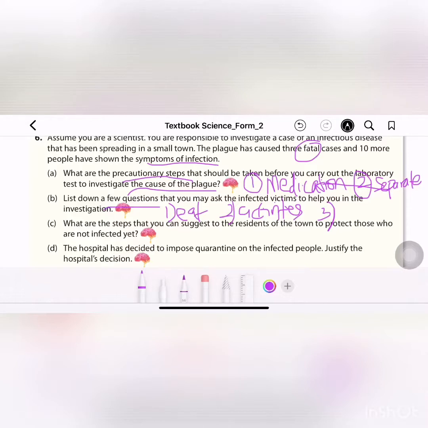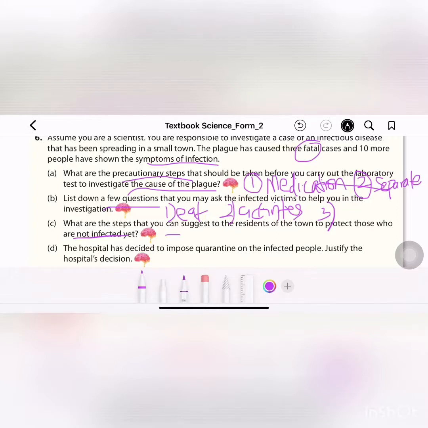List down a few questions. Okay, this one I think no problem. You can ask any question that might help with the detecting of the disease. See what are the steps that can suggest to the residents of the town to protect those who are not infected yet. Of course, you have to wear masks. Okay, avoid meeting the patient.